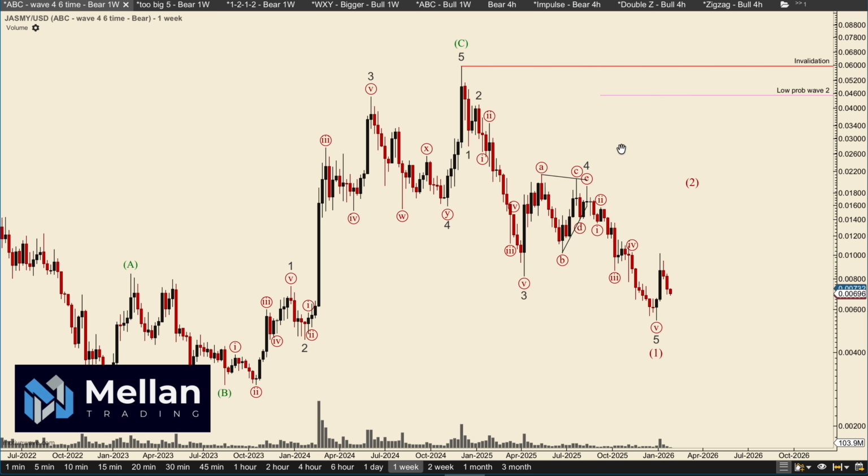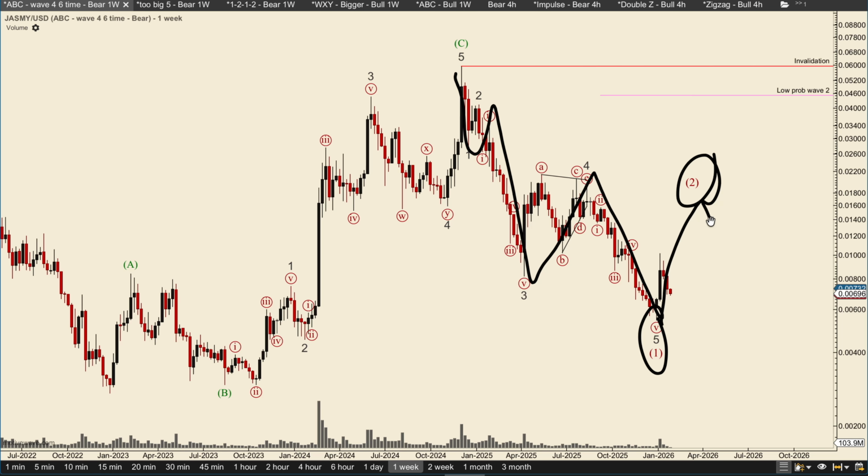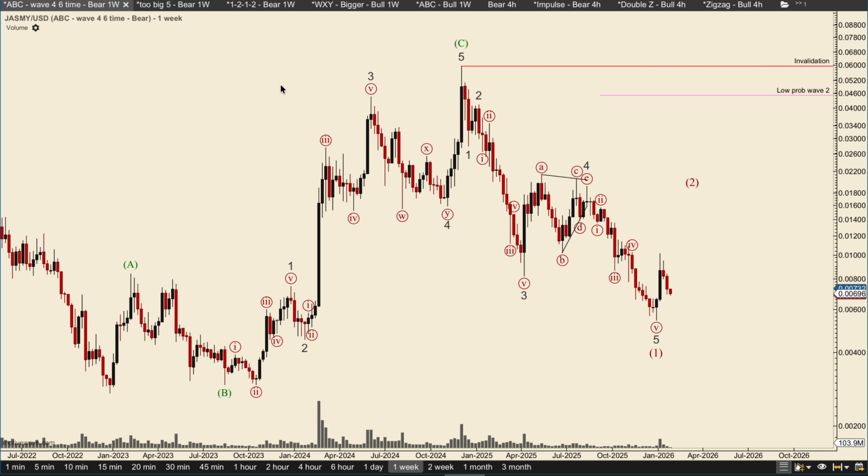Hello, let's take a look at my bearish and bullish scenarios for JASMY, starting on the weekly time frame with the bearish scenarios. So here we are counting this as wave A, B, and C. After that, we are looking for 1, 2, 3, 4, 5, 1, 2, and then we move down in a 3, 4, 5, looking for way lower prices.